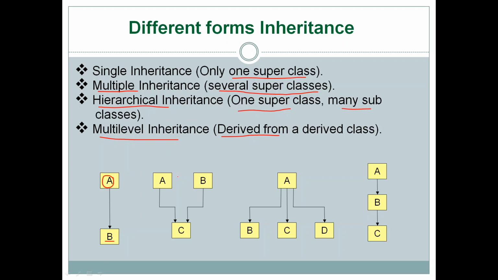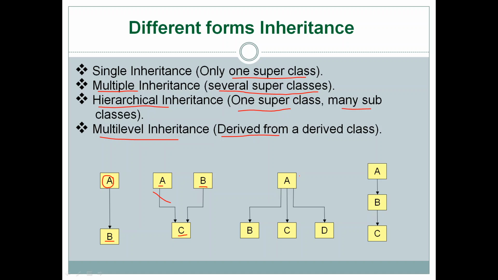Then the next form is, you can see here we have classes A, B and class C. If class C is inheriting from A and B both, class C is inheriting here from two superclasses, then it is called multiple inheritance. So we have two superclasses and one subclass. So this form is called multiple inheritance.